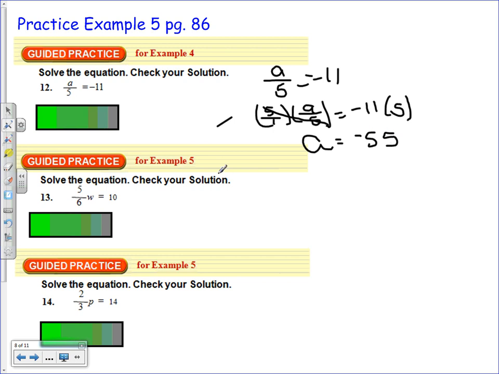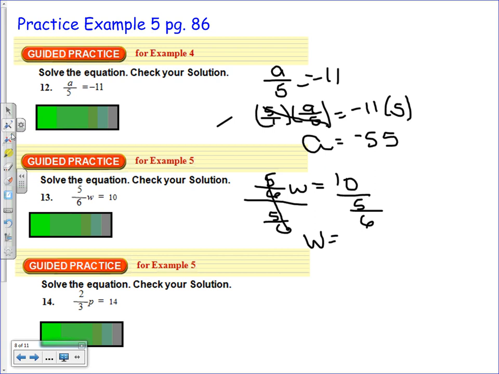13 is a little interesting. We got to look at it. We have 5/6 times W equals 10. So the opposite of multiplying by 5/6 is to divide by 5/6. And this is where our key term reciprocal is going to come into play. 5/6 divided by 5/6 leaves me with W here.